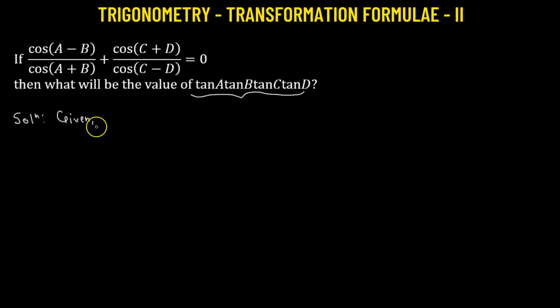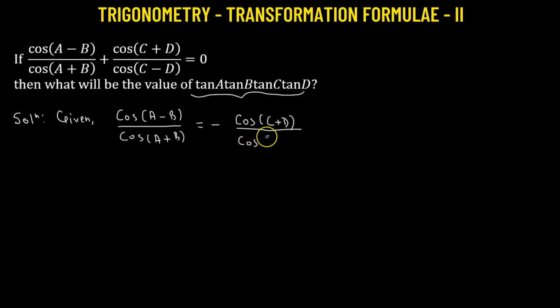So here we have cosine of angle (a minus b) divided by cosine of angle (a plus b). What we'll do is transpose the second term to the right hand side, such that we have negative of cosine of angle (c plus d) divided by cosine of angle (c minus d). There is a reason why we are writing it in this particular fashion, because we are going to employ a method known as componendo and dividendo. Let's first state that method.